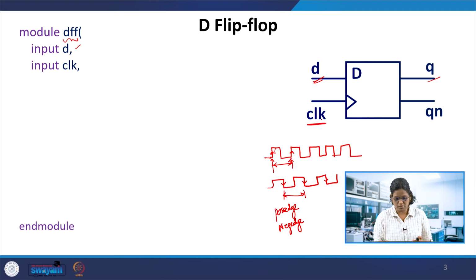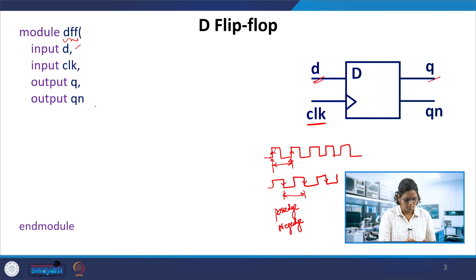So here it's a clock. This clock needs to be generated through the test bench. The input clock should be given to the D flip flop during the testing. So input clock, it's 1 bit again, and output Q 1 bit, because D is going to be transferred to Q, and the output Qn, this is Q bar. Okay, so the complement of Q.